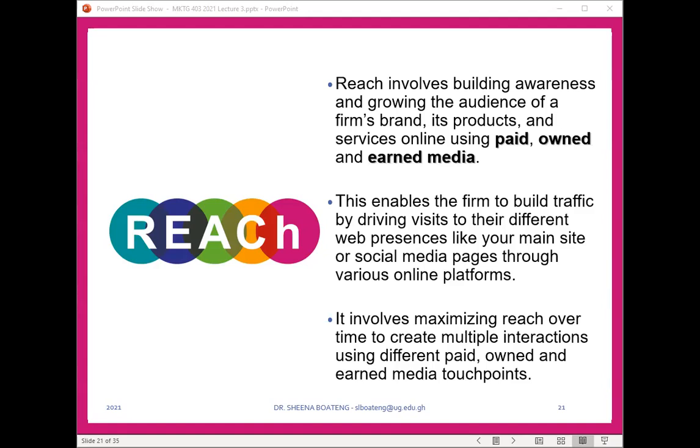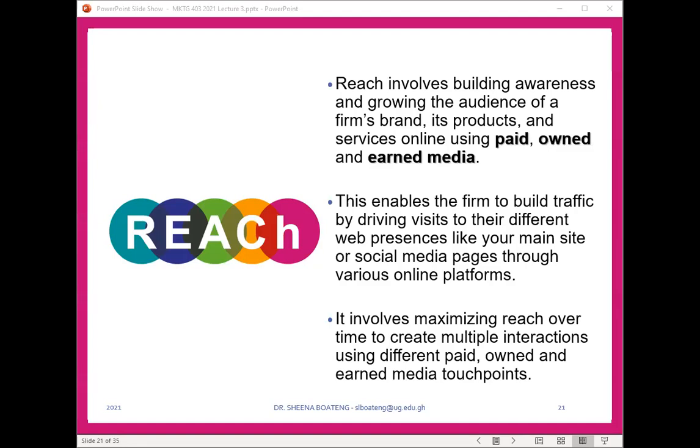So still on the issue of reach, we're talking about the fact that it enables the firm to build traffic by driving visits to their different websites, right? Like their main website or their social media page through various other online platforms. So we see firms using a lot of what we refer to as affiliate links, right? Where you see a banner ad on another website that if you click on will lead you straight to the firm's social media page or their website.